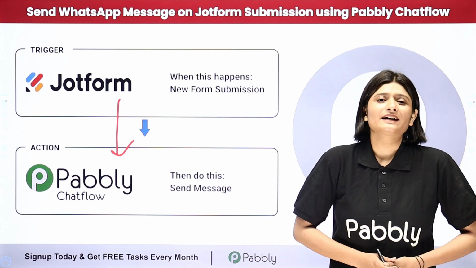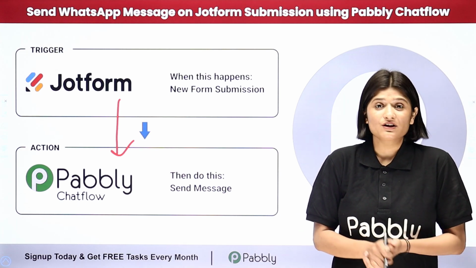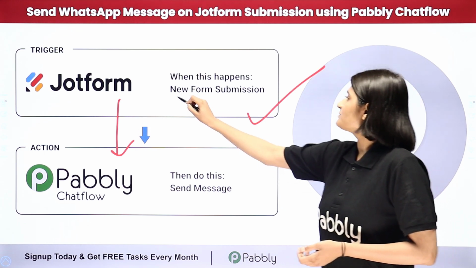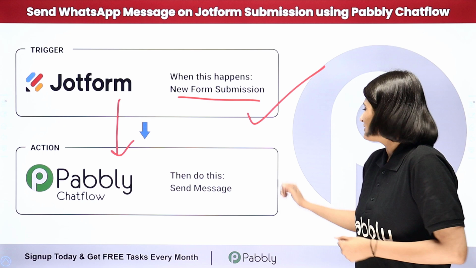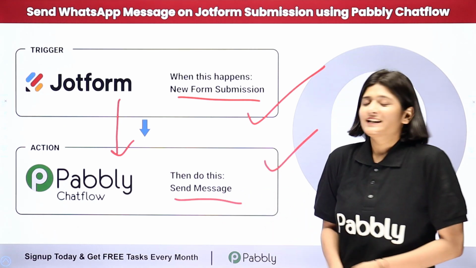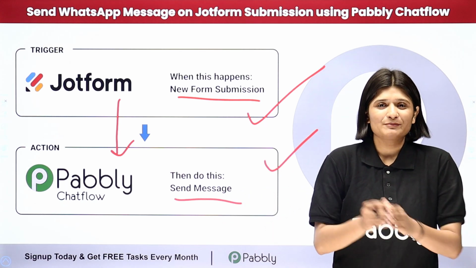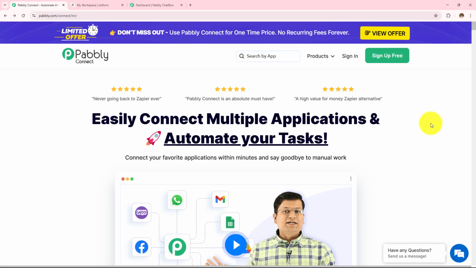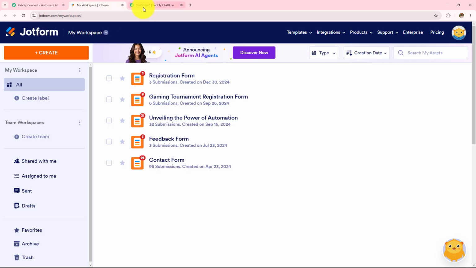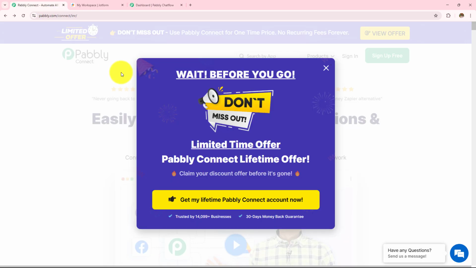Now with the help of Pabbly Connect, I am going to build this connection in such a way that whenever I receive a new form submission in my JotForm, an automated WhatsApp message will be sent to that customer using Pabbly Chatflow. Now if you want to learn this amazing automation step by step, then let me take you all to my screen. In this video, we are going to learn how to send WhatsApp message on JotForm submission using Pabbly Chatflow. For this, we are going to create automation between JotForm and Pabbly Chatflow with the help of Pabbly Connect.